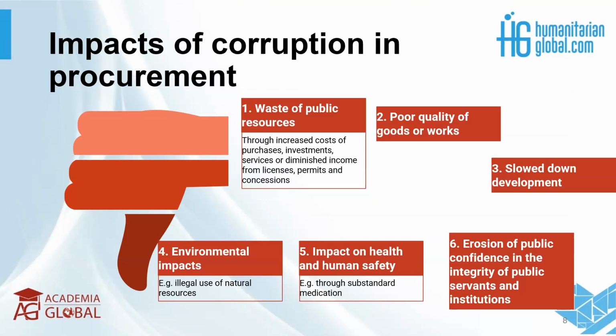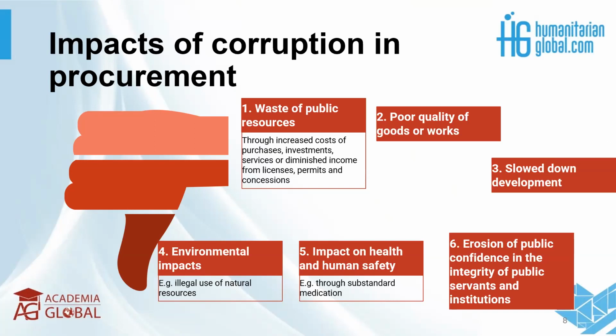So all those things that we talked about, all the kickbacks, the embezzlement, the collusion, what's the impact of that in our procurement process? The first one is waste of public resources. And this is in regards to when you're receiving that kickback, when you're qualifying suppliers who are not qualified, there is a tendency of increased cost. And with increased cost, there are purchases that are made that are not supposed to be made. There are investments that are made that are not supposed to be made. And therefore, this leads to waste of public resources.